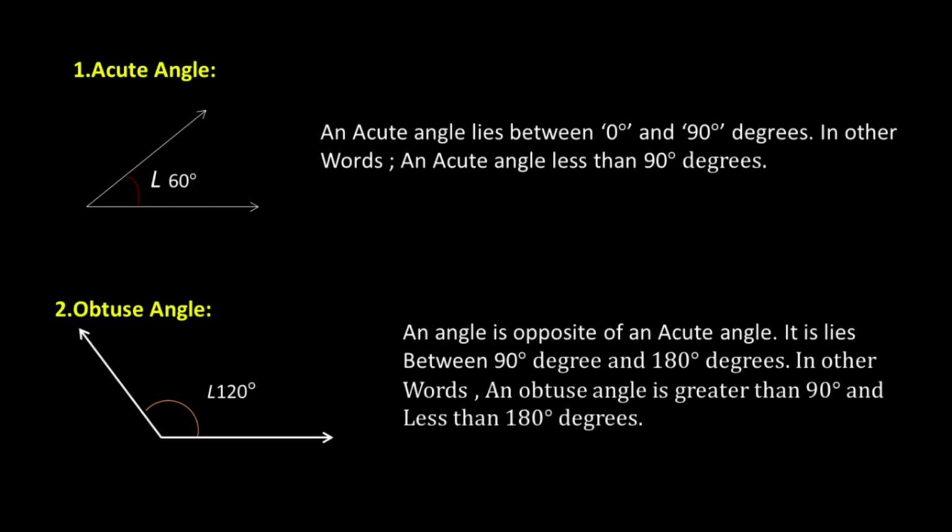An obtuse angle is the opposite of an acute angle. It lies between 90 degrees and 180 degrees. In other words, an obtuse angle is greater than 90 degrees and less than 180 degrees. The angle which is greater than 90 degrees and less than 180 degrees is called an obtuse angle.